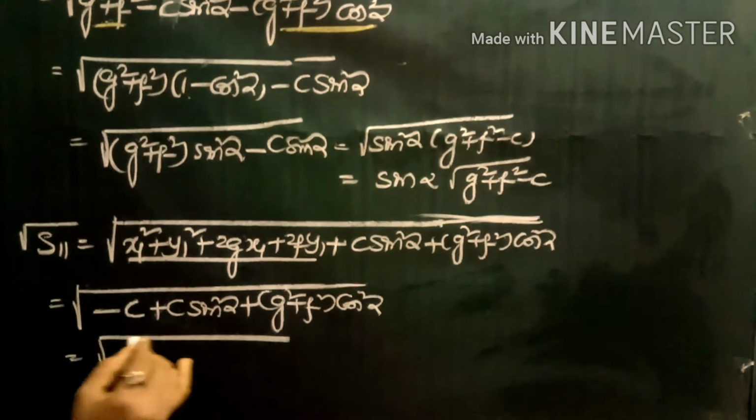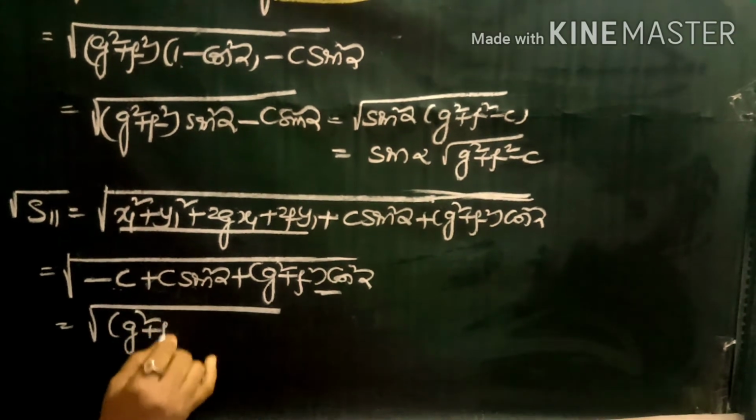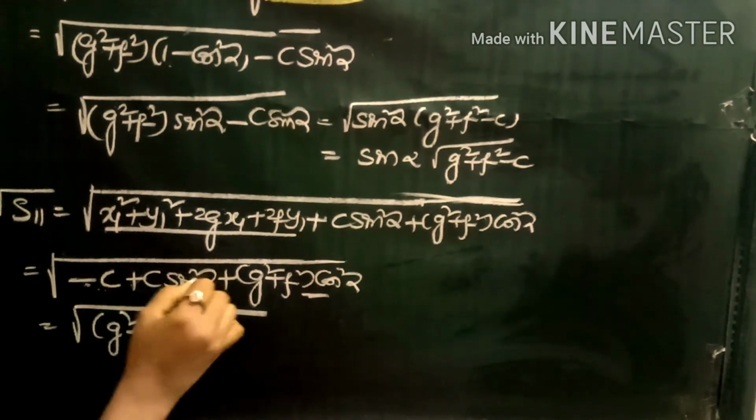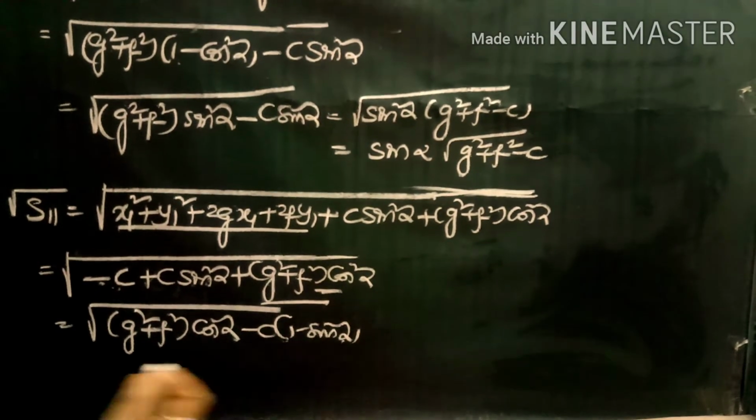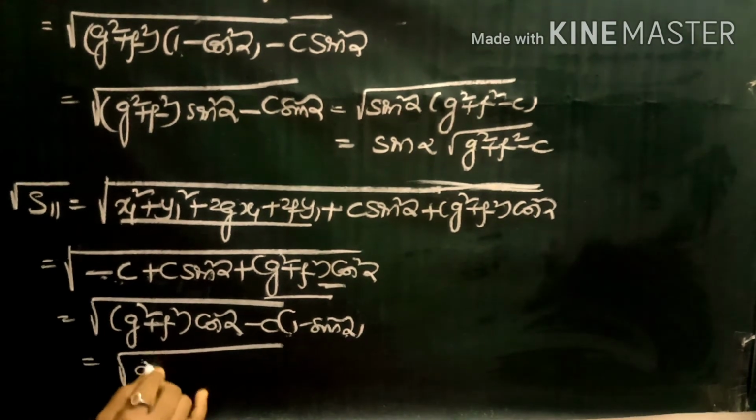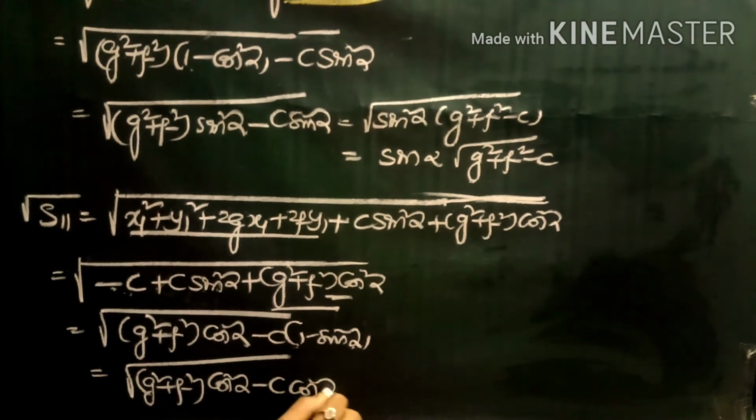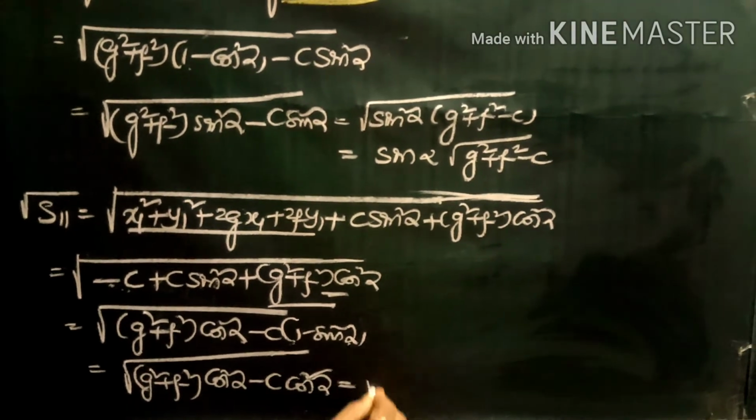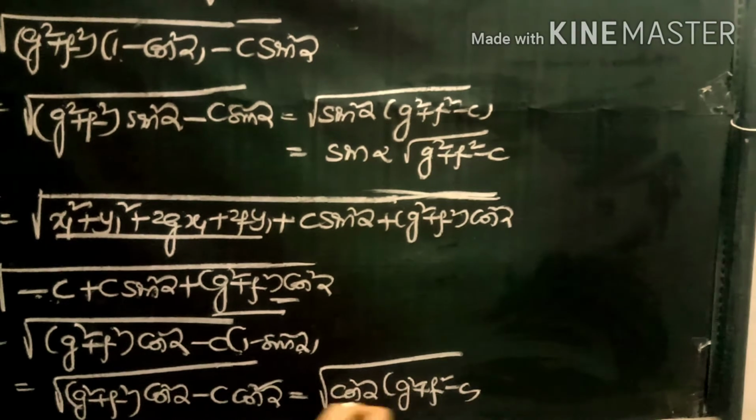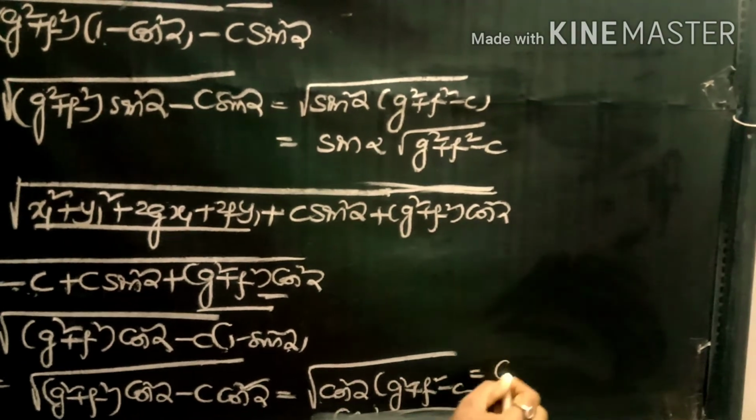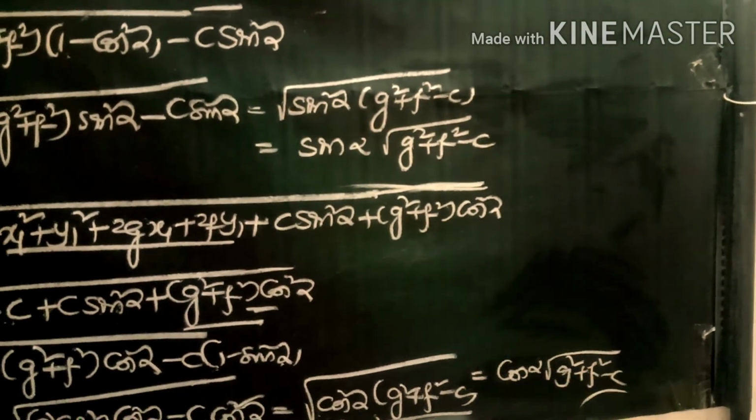First we write the step (g² + f²) cos²α. Next, taking −c common from the two terms c sin²α − c, we get −c(1 − sin²α), and 1 − sin²α is equal to cos²α. Now this is √((g² + f²) cos²α − c cos²α). Taking cos²α common from these two terms, we get √(cos²α (g² + f² − c)), and √(cos²α) is cos α, so √S11 = cos α √(g² + f² − c).